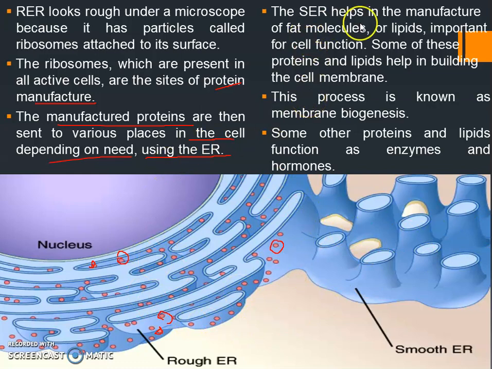Now coming to smooth endoplasmic reticulum. This smooth endoplasmic reticulum has no such ribosomes attached, only tube-like structures. That is the smooth endoplasmic reticulum.